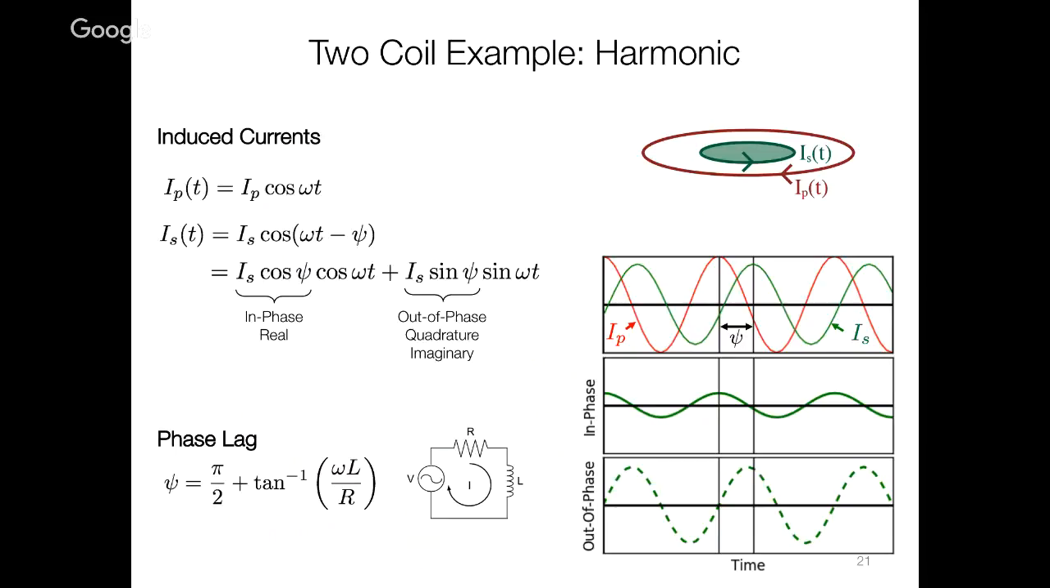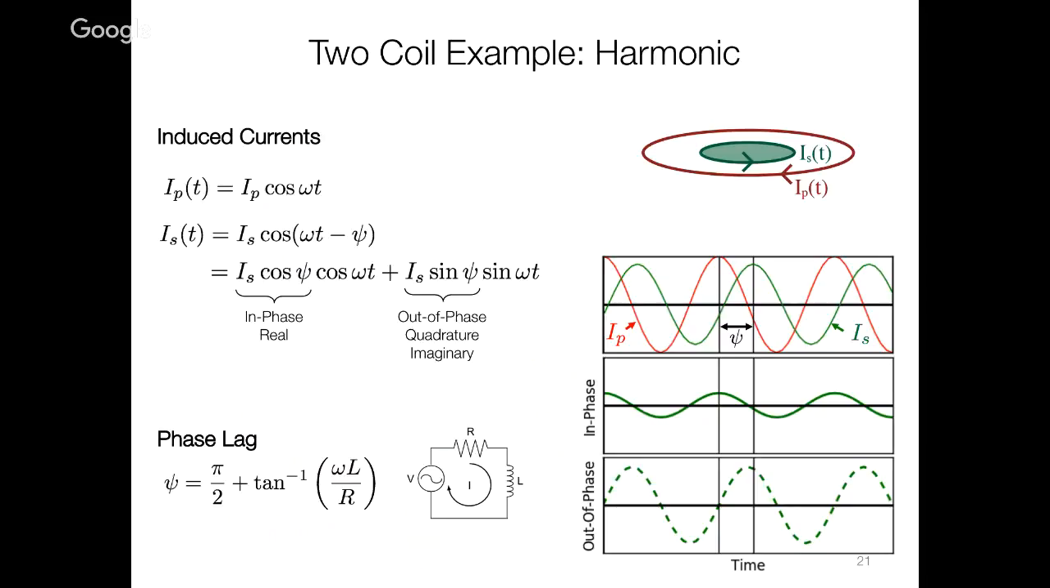What does all that mean? First of all, I got two parts. One of them is a cosine, so that's the same as the primary, right? So the primary is like cosine omega t, and this part here is also varying as omega t, and so we're going to say this part is in phase with the primary, and sometimes it's called real.